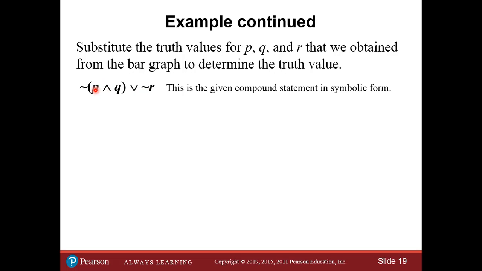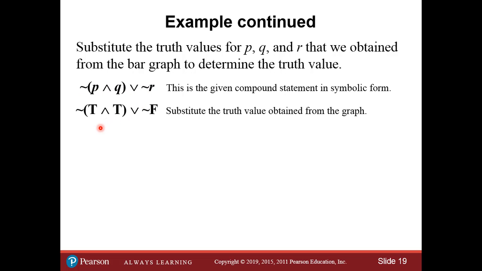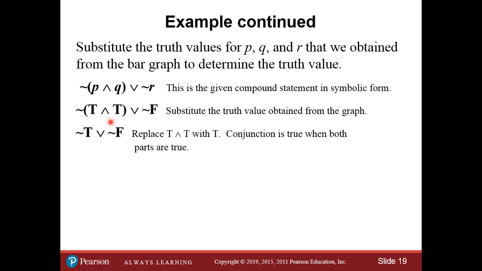So if P is true and Q is true, that means P and Q is going to be true. So the way we could do it is by putting the truth values in for the letters, like this. So now we know that this is going to be true, right? Because this is a true statement, so we can say not true, right? So now we have not true, which is what? False. Or not R, which is not false, which is true.